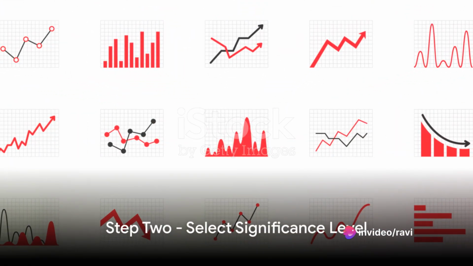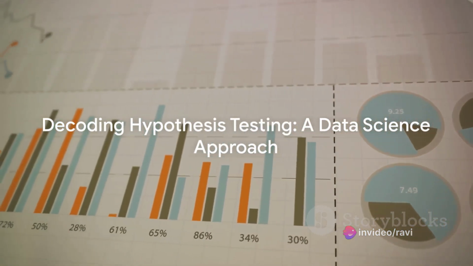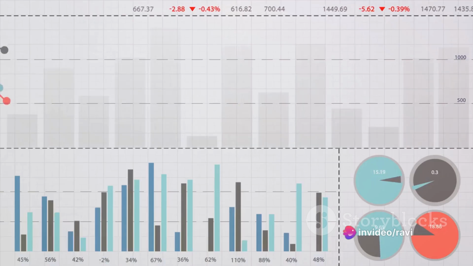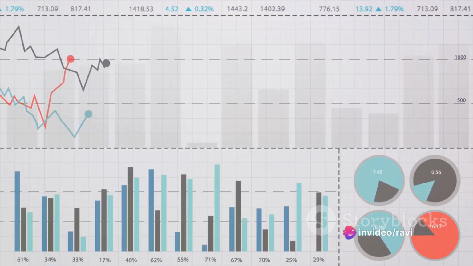Step 2. Select significance level. This is the probability of rejecting the null hypothesis when it is true. Common choices are 0.05, 0.01, and so on. For this example, assume a significance level of 0.05.